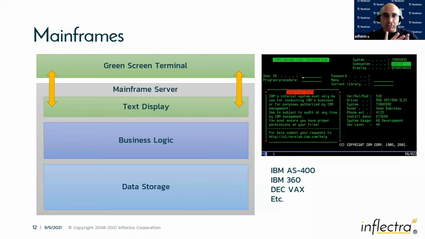And it was called a dumb terminal or a thin client because all that screen could do is get text given to it and display it. And if you typed on the keyboard, it would send the keystrokes to the server and the server would do all the work. So the green screen terminal really didn't do very much.